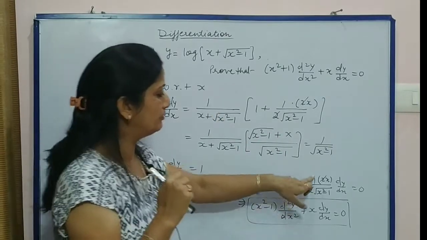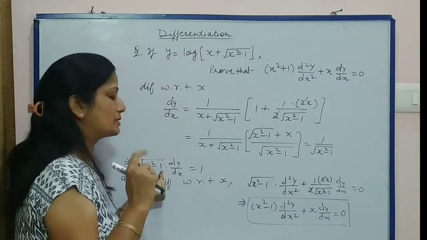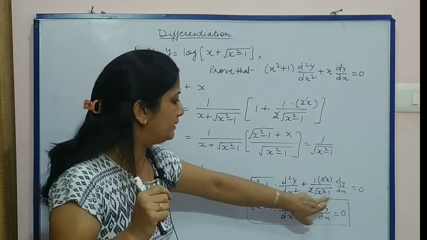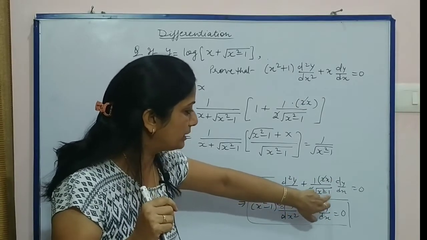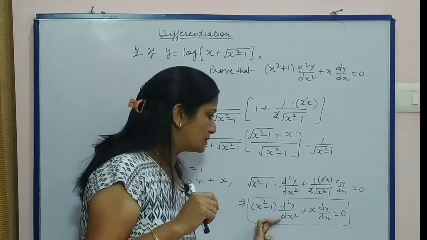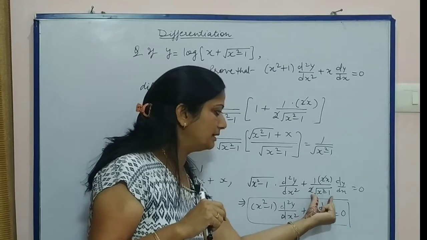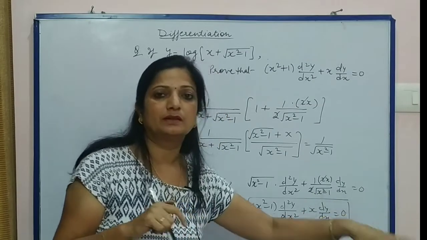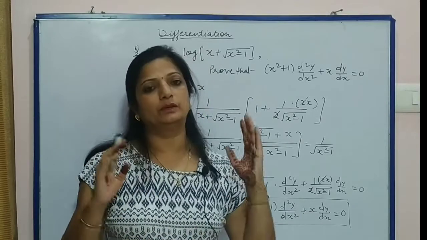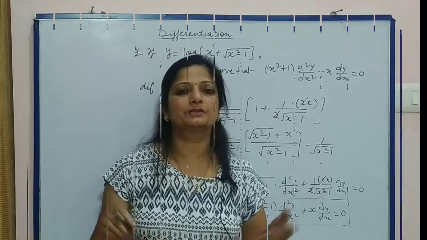Derivative of this is again 1 upon 2 root x square minus 1 into d by dx of x square minus 1, that is 2x. 2 cancels out, and when we take LCM, under root x square minus 1 multiplied by this factor, we will have (x square minus 1) second derivative plus x dy by dx, and after taking LCM, this term transfers to the RHS, multiplied by 0, gives 0. So this is the required equation which we had to prove. So these are some very important questions.